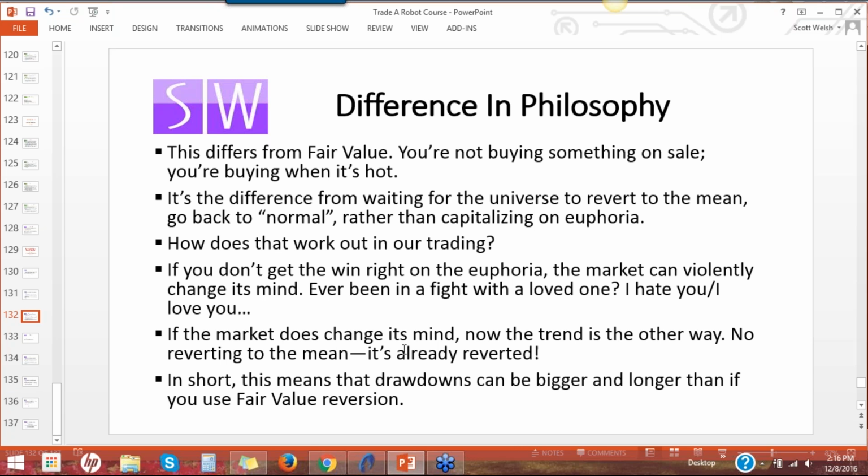When you don't buy it on sale, on a long trade, there's nowhere for it to rise. You bought it at the top, potentially, and maybe that's near the time the trend is over. And now the trend is the other way. You can't revert to the mean, obviously, because now the trend is gone, right? You're in at the high. You're not in at the low. So if you get a market switch, guess what? The drawdowns can be bigger and longer than if you use fair value reversion.